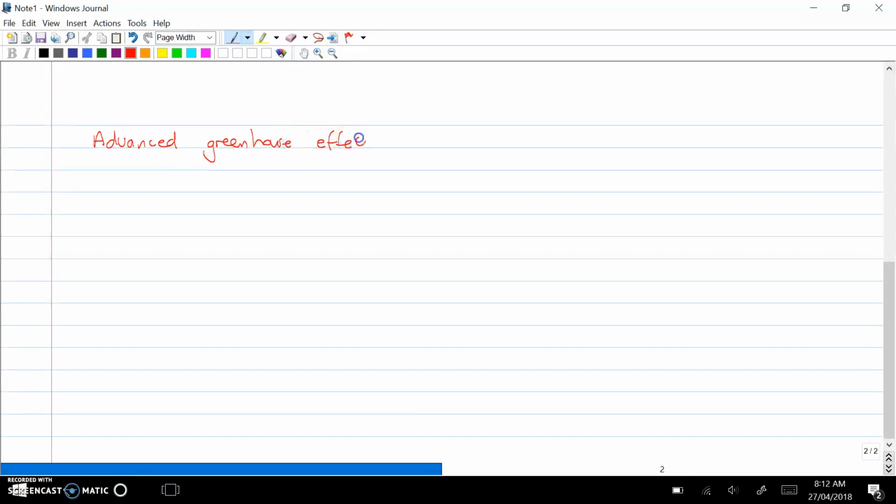Well, the advanced greenhouse effect and the natural greenhouse effect are essentially the same. The mechanics of it is essentially the same. You have some radiation coming in from the sun, and some of it is trapped by some of the chemicals in our atmosphere. But the difference between the advanced greenhouse effect and the natural greenhouse effect is there's an increase in CO2 and other gases. For example, methane is another gas that's very good at absorbing thermal energy.